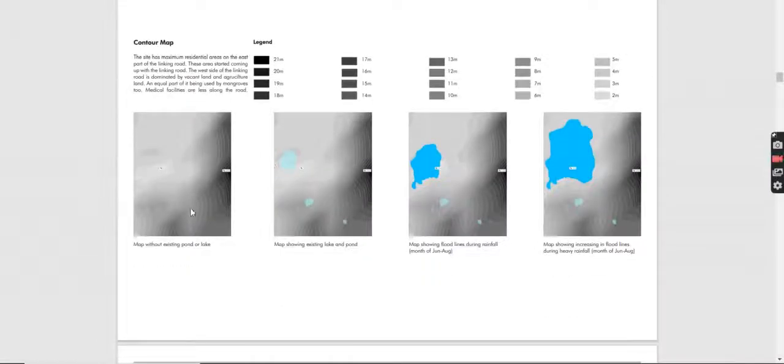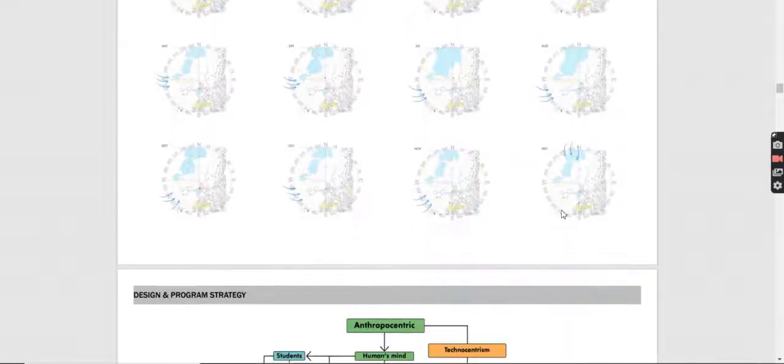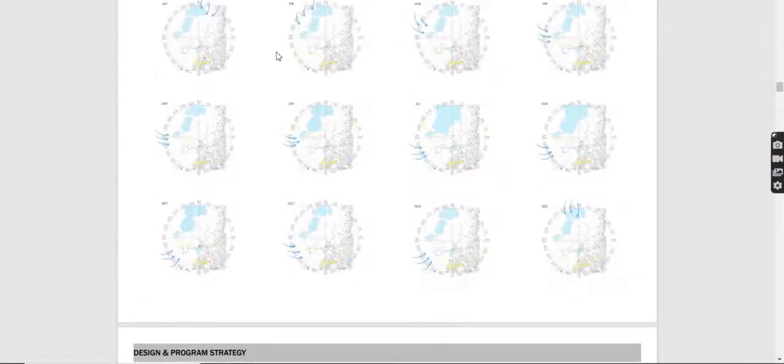This is the contour map where the existing lake is at the side, and during June, July, August is how it had developed quickly. The flood line during the rain. And with the climate study, January, February, March, April, May, June, July, August, September, October, November, December, how the wind direction has changed over a period of time, and the sun path. This is the sun path, the yellow arrow. It represents the sun path.